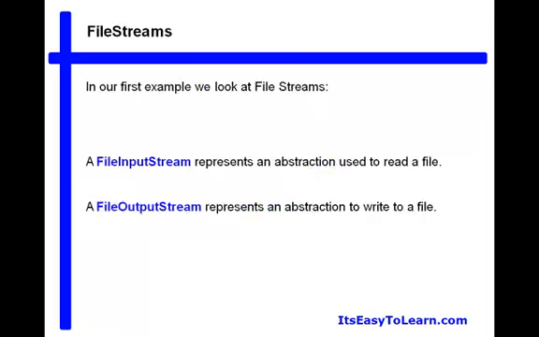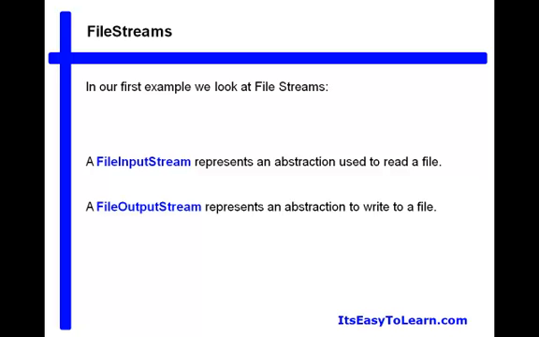So let us look at file streams. A file input stream represents an abstraction used to read a file, and a file output stream represents an abstraction to write to a file. Remember, we said an abstraction is a black box. It is something which is used to hide complexity from us, the application developers.